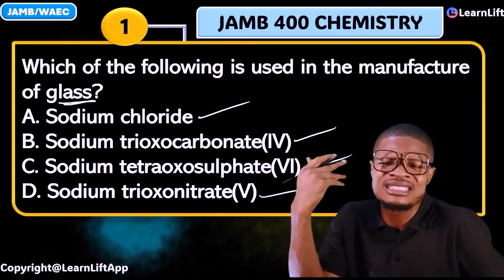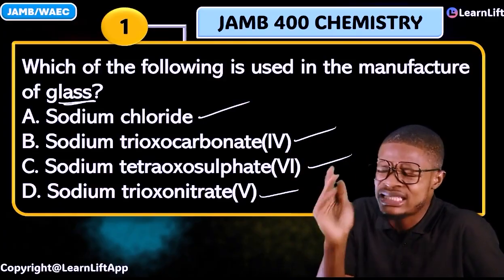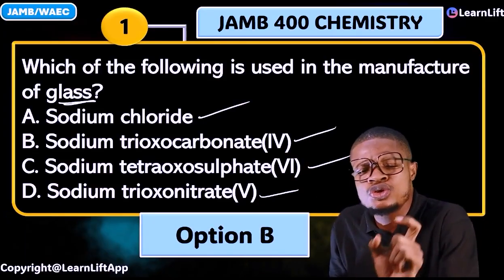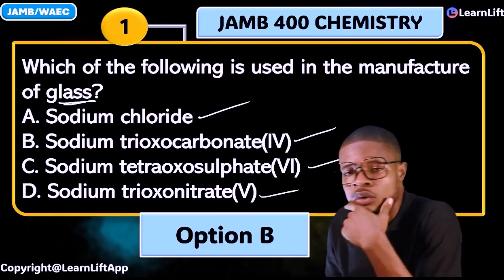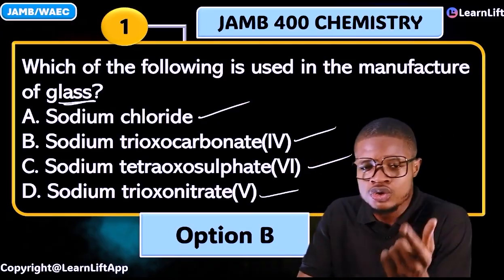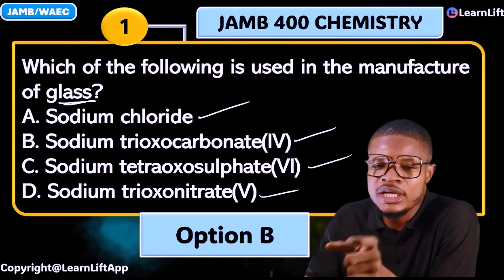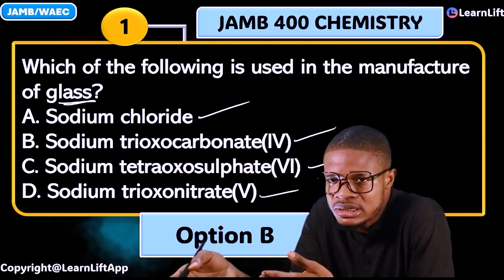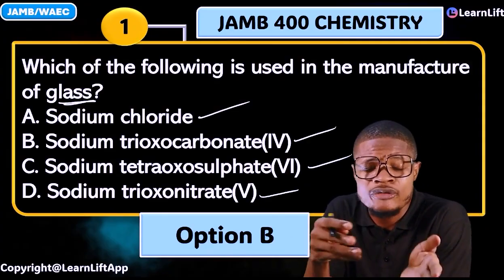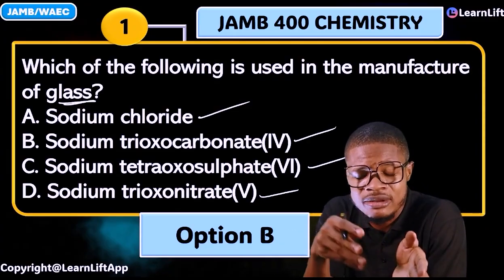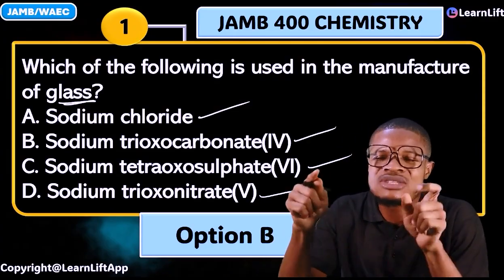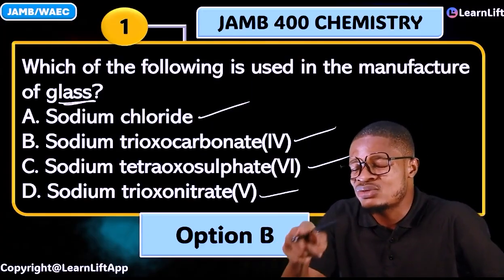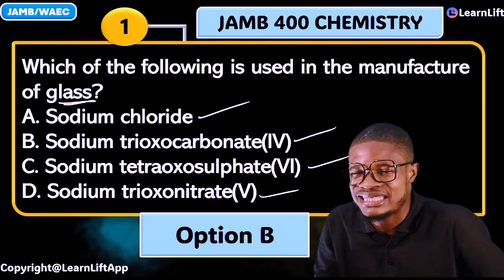Very simple. This one is a cheap question that they keep revolving around. The answer is option B. What is B? Sodium trioxocarbonate(IV). What is your B? Sodium what? Trioxo what? Carbonate(IV). Are you getting me now? So, under your carbonates, especially when you're dealing with the carbonate of sodium, that's your trioxocarbonate(IV), right? Beautiful. That's what we use in the production of your what? Glass. It's one of the constituent raw materials.